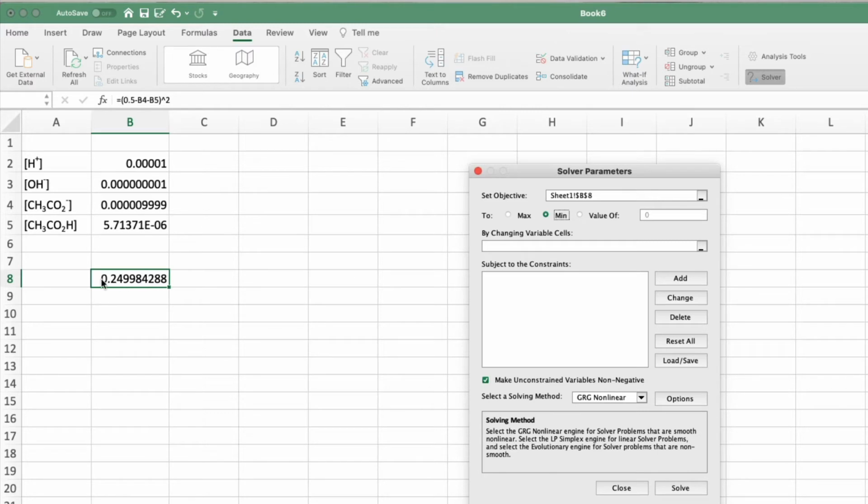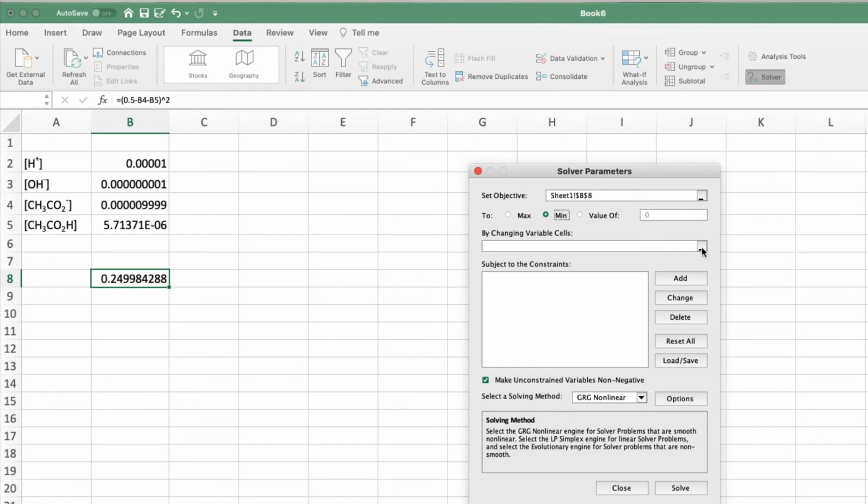And so we're going to make this as small as possible. And if it's a super small value, then we know that the sum of acetic acid and acetate is going to be close to 0.5. The reason we had to square that value is because that gets rid of the effect of negative numbers, because you could make something very negative and then that would be the minimum.